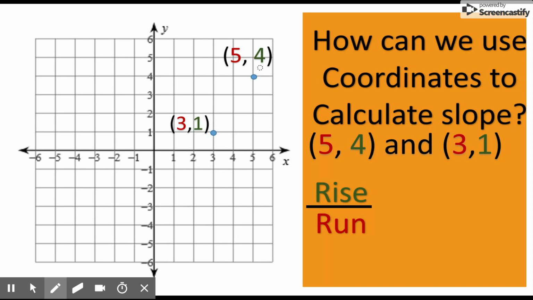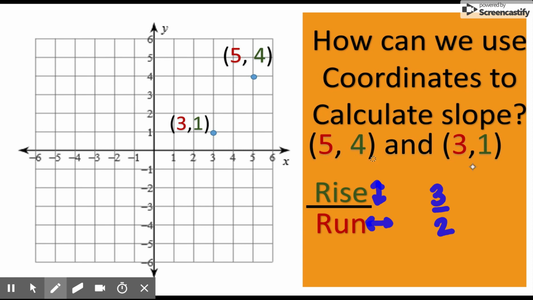So if we're looking at these 2 points, when we're talking about rise, we know that that is a vertical distance and run is a horizontal distance. So let's look at these two numbers. From the graph, I would have to rise up 3, run 2, and it's a positive slope.